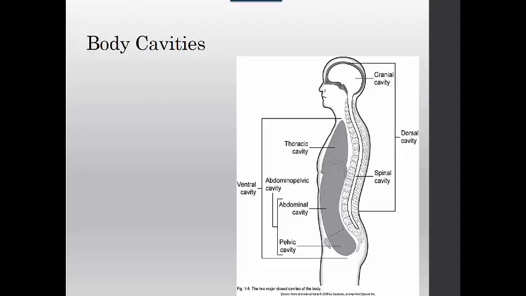The abdominal pelvic cavity is often divided into the abdominal cavity and the pelvic cavity. The abdominal cavity contains the stomach, the liver, the spleen, the gallbladder, the intestines, and the kidneys. The pelvic cavity contains the urinary bladder, the rectum, and the reproductive organs.